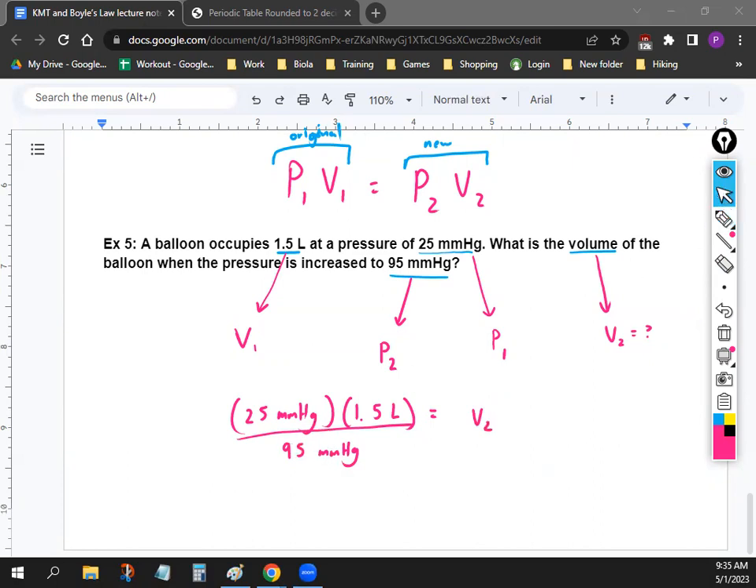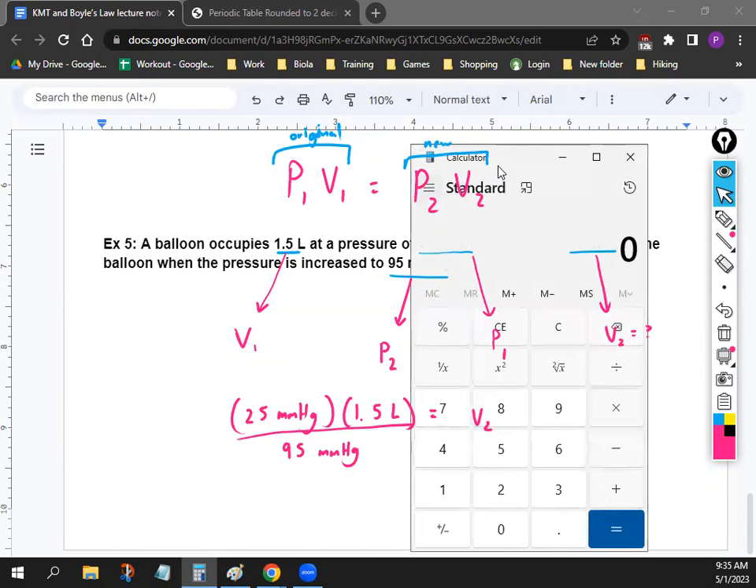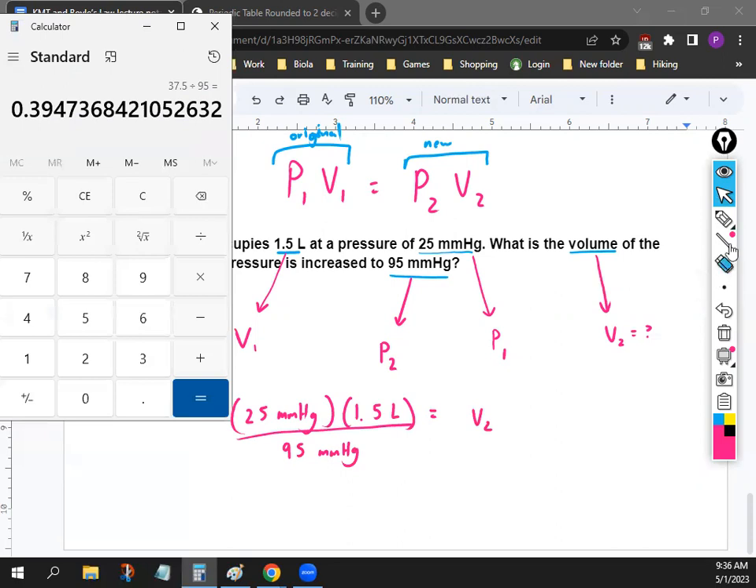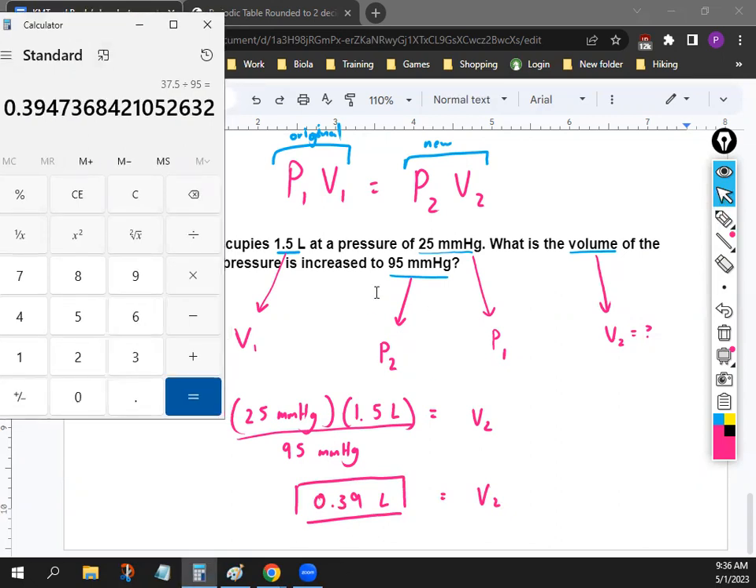But super simple. All we got to do is multiply the numbers on the top. So we got 25 times 1.5. And then we divide that by 95. So the new volume is going to be 0.39. Okay, so V2 is going to be 0.39 liters. And that makes sense because if you take a look at the problem, the pressure goes up, right? It goes from 25 to 95. So if the pressure goes up, that means the volume should go down. So it goes from 1.5 to 0.39.